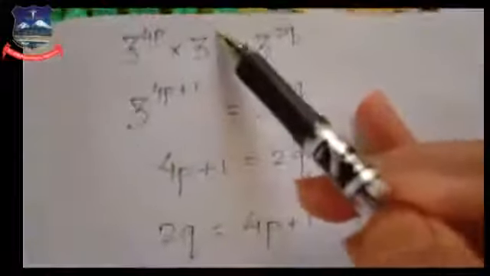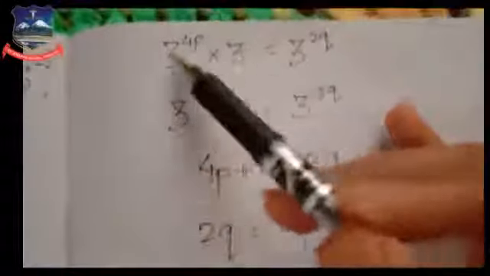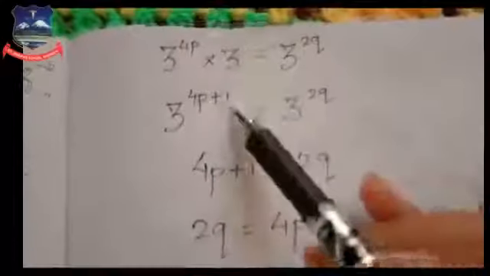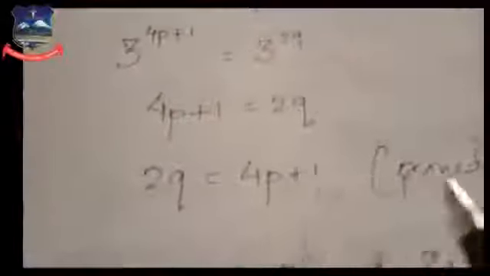Its power we will consider 1. Again two bases are in multiplication, we have to add their powers. So 4p plus its power, 1 plus 1, is equal to the right hand side. Now same base, so powers are equal. So 4p plus 1 is equal to 2q. We can write as 2q is equal to 4p plus 1. Proved. This is what we had to prove.